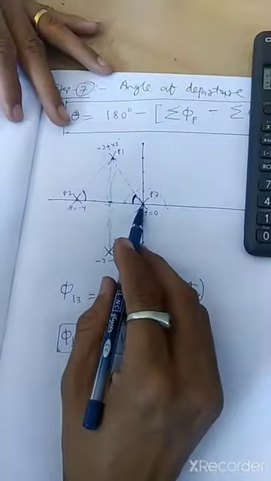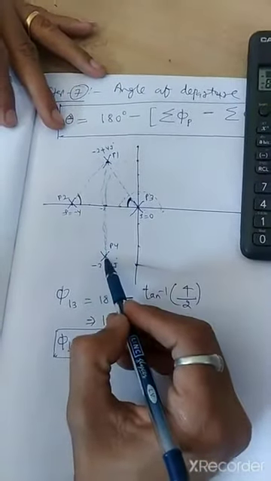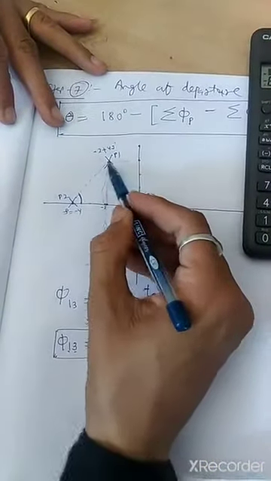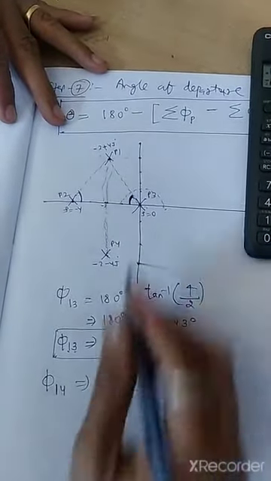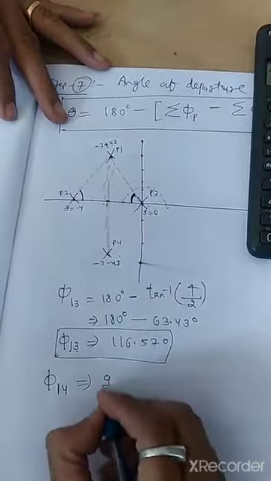Now I will find out the angle due to this fourth pole on this first complex pole, that is, the angle on the first pole due to the fourth pole. Because it is straightforward, the angle is always 90 degrees.